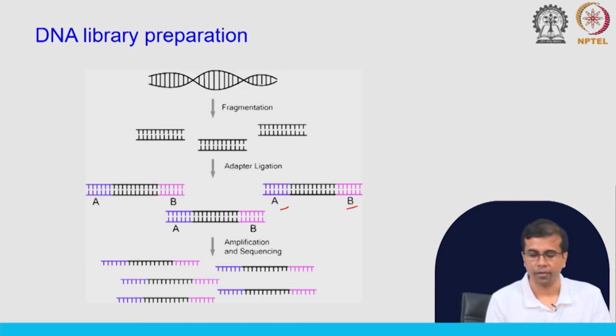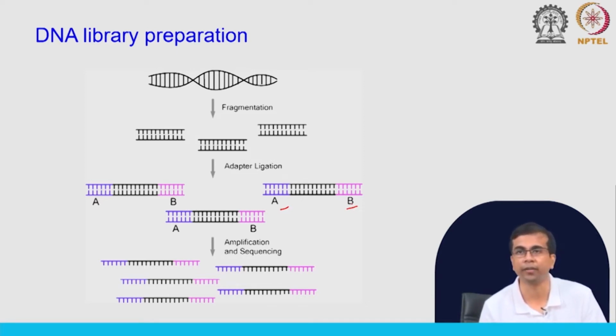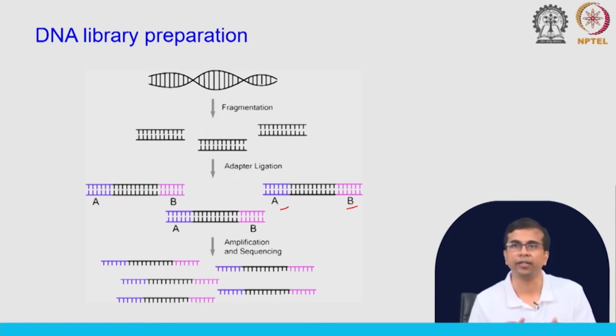Now, we have added these adapters to these fragments, and then you have something called amplification, where you amplify some of these fragments. This is required for some platforms, whereas in other platforms you do not require amplification. Once you have done amplification, you do sequencing using these different sequencing platforms. Again, the sequencing method will be different. Up to adapter ligation, this is common across all platforms, but the amplification and sequencing steps are platform specific. Some platforms may not even require amplification.